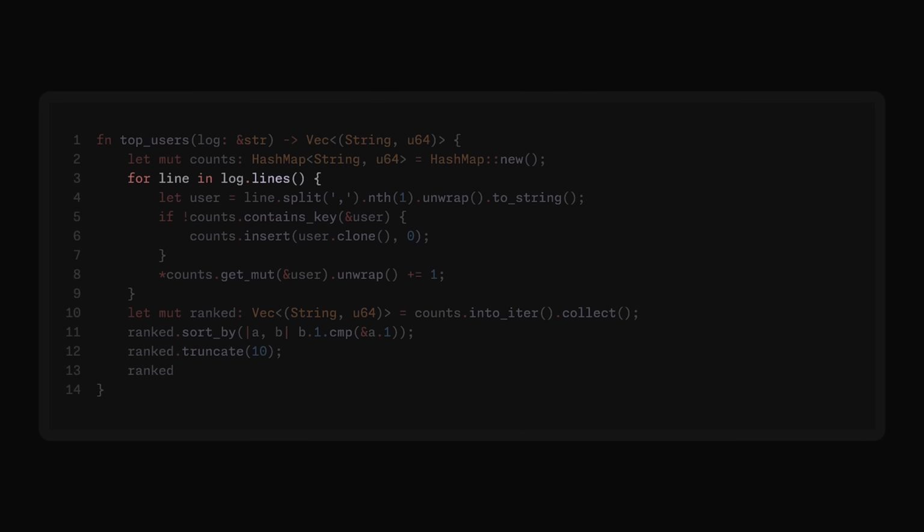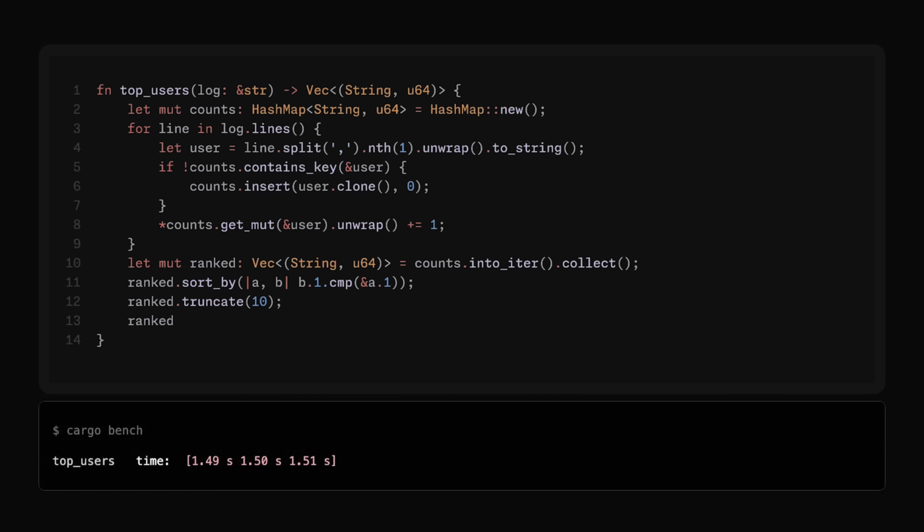It walks the log one line at a time. Each line is split on commas, and the second field, index 1, is the user ID. Each ID increments its own counter in a hash map. And at the end, we sort the counters and return the top 10 users. Run this on 20 million lines and it takes about 1.5 seconds. That's our baseline. Every optimization from here will be measured against it.